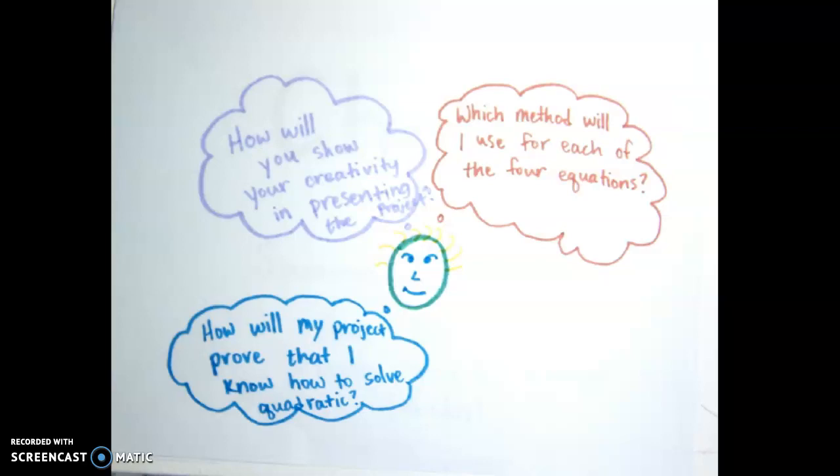If the project doesn't prove that to us, then you can't earn the 50 points you need for this project. So your goal will be to prove that you know how to solve a quadratic and you know which method to use for the 4 types of equations that you have.